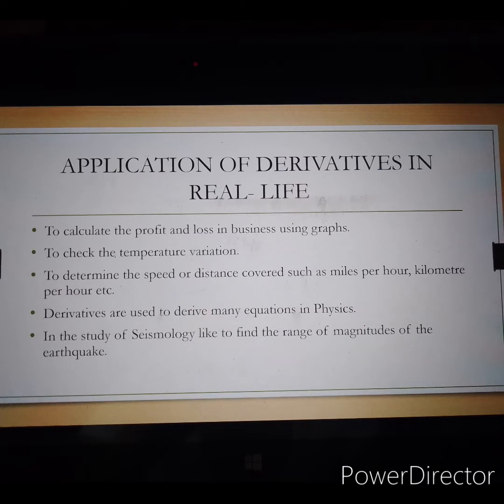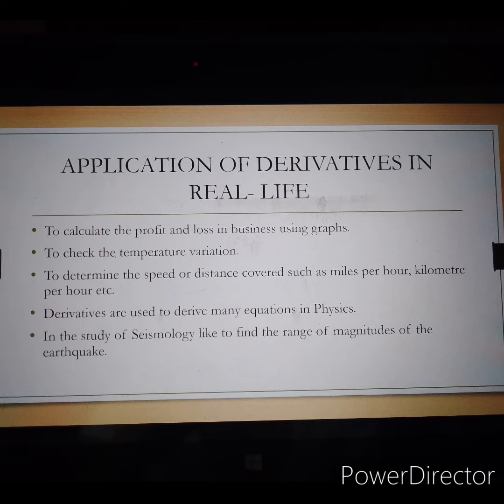So we have to calculate the profit and loss in business using graphs, to check the temperature variation, to determine the speed or distance covered such as miles per hour, kilometer per hour, and etc. Derivatives are used to derive many equations in physics. In the study of seismology, like to find the range of magnitudes of the earthquake.